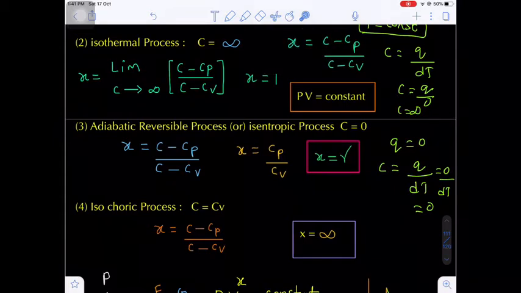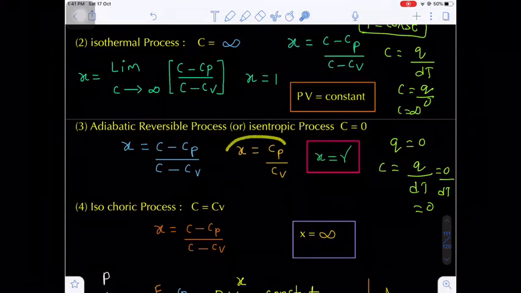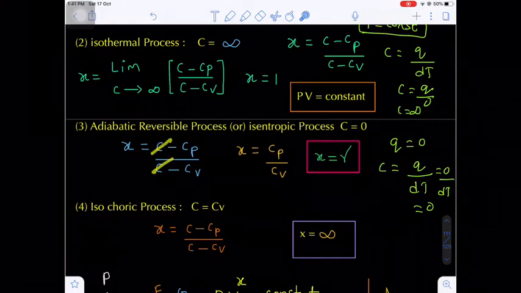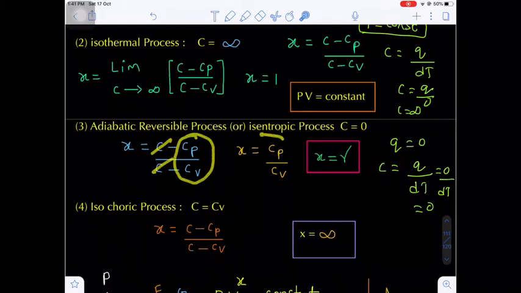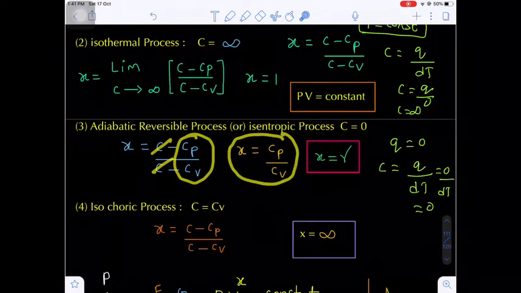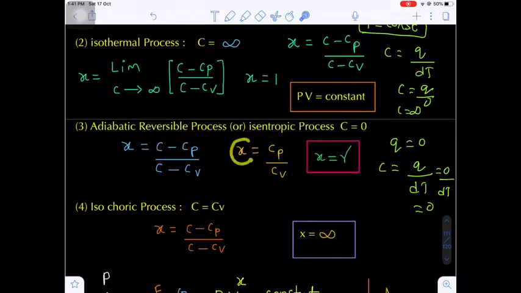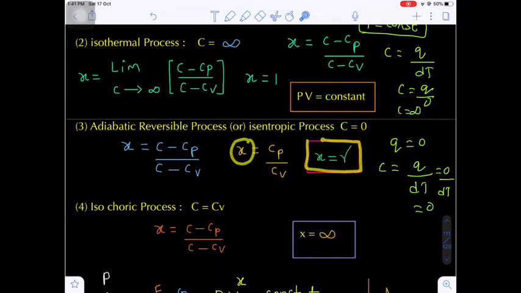So that's why the x value here is nothing but... if you take the C value 0, you will get the x value as Cp by Cv. Do you know the Poisson ratio? That is Cp by Cv, which is nothing but gamma. That's why, for the exponent value x, now I am using the gamma value.